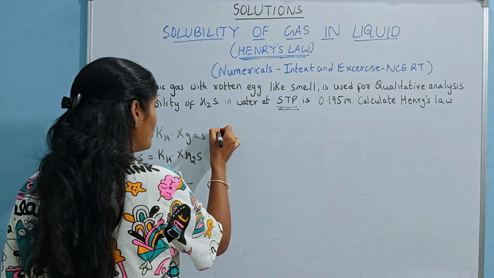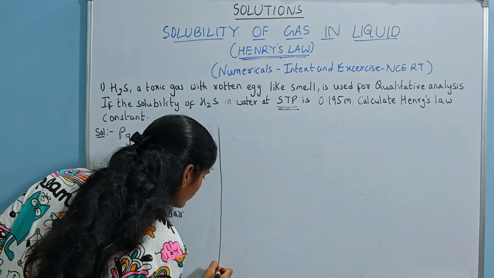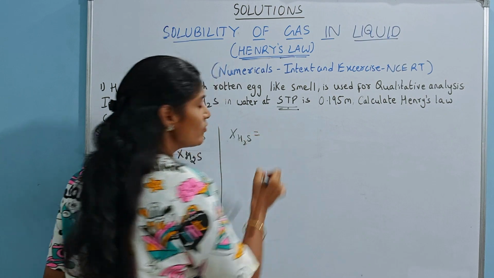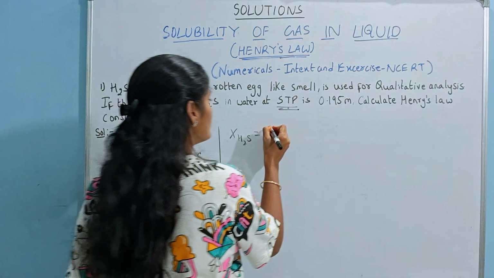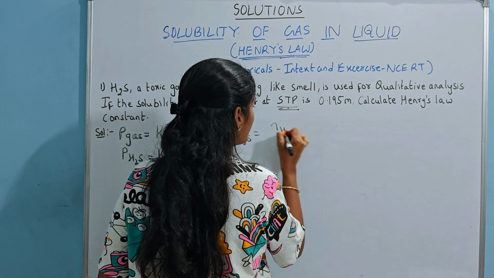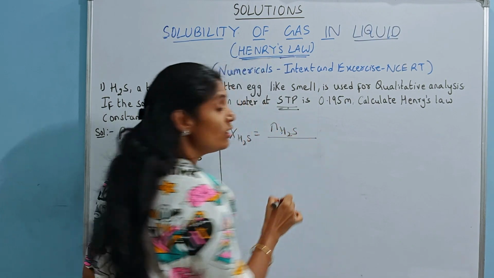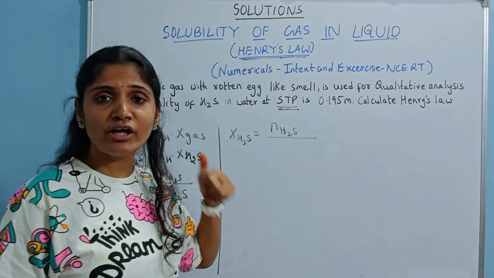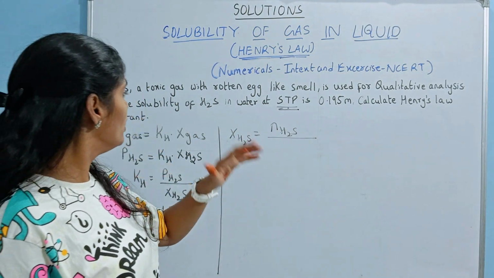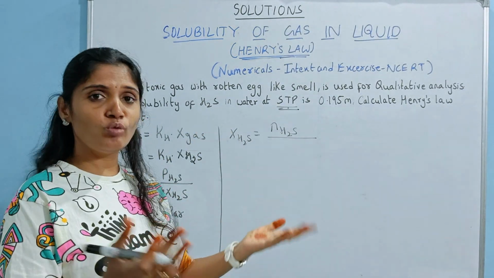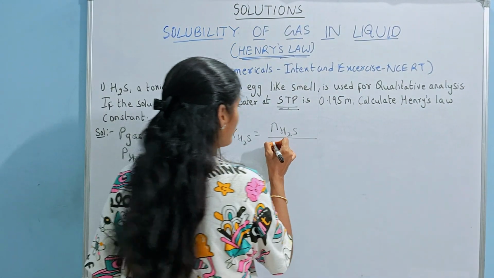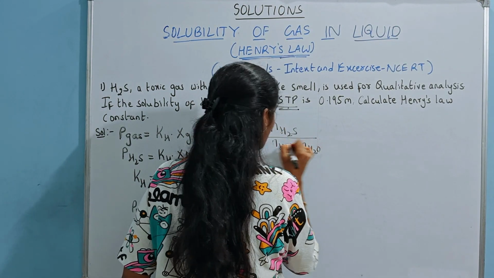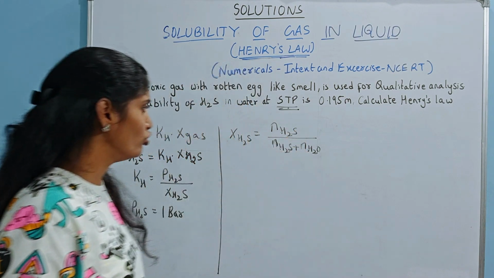Now, we have to find the mole fraction of H2S. How to find the mole fraction of H2S? What is the formula for mole fraction? Mole fraction of H2S is equal to number of moles of H2S divided by total number of moles. So it is a solution in which the gas is my H2S gas, and into water we are passing H2S gas. So what is my other component? It is my water. So divided by number of moles of H2S plus number of moles of water.